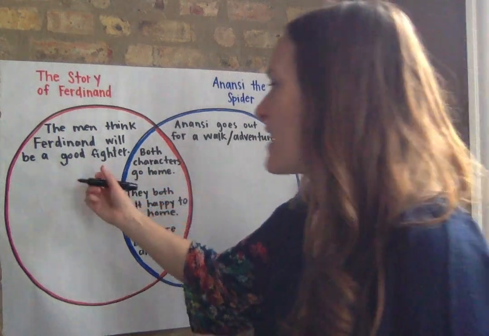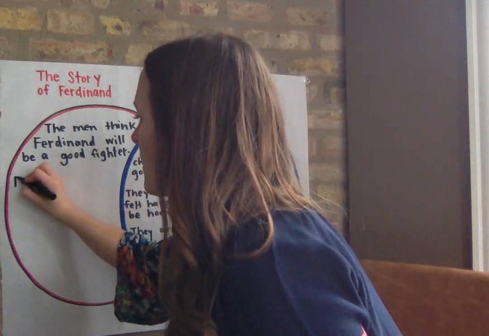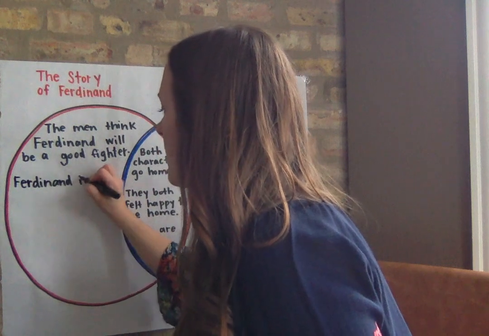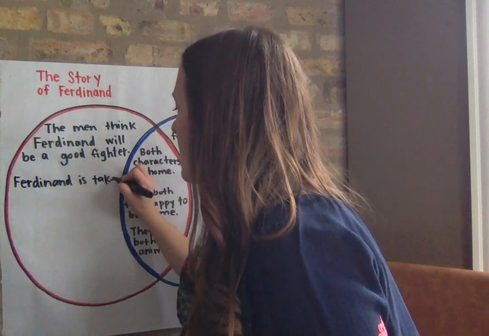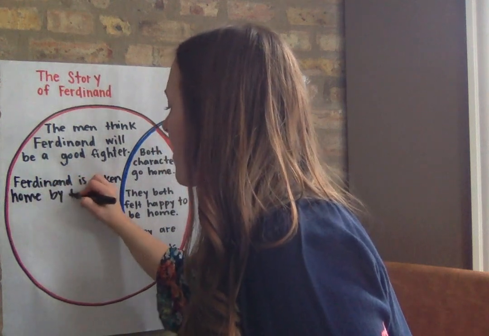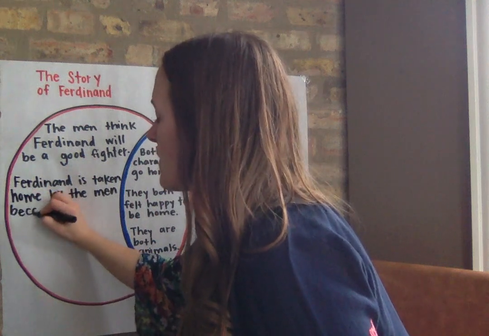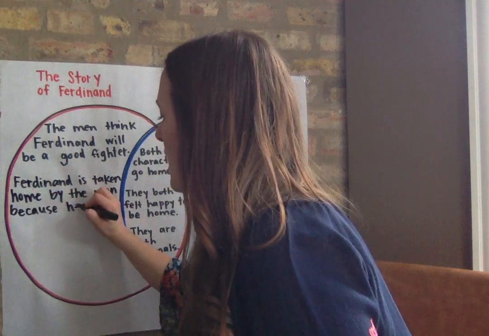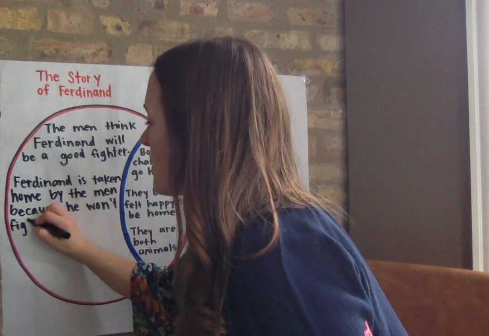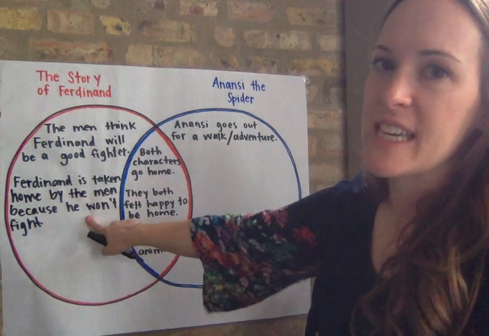In the story of Ferdinand, Ferdinand is taken home by the men because he won't fight. That is only true about the story of Ferdinand, so we're only writing it in this part of the Venn diagram.